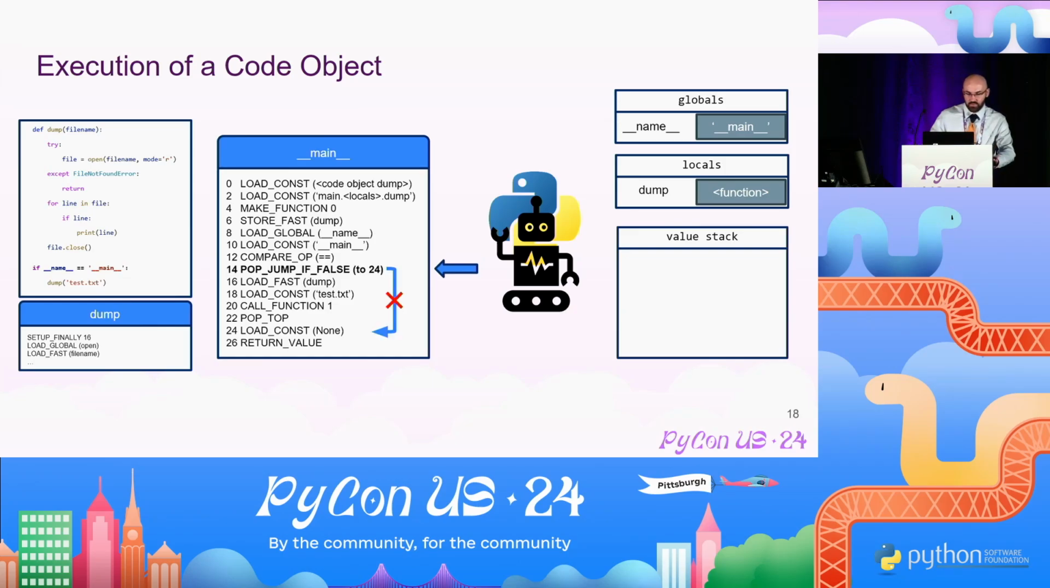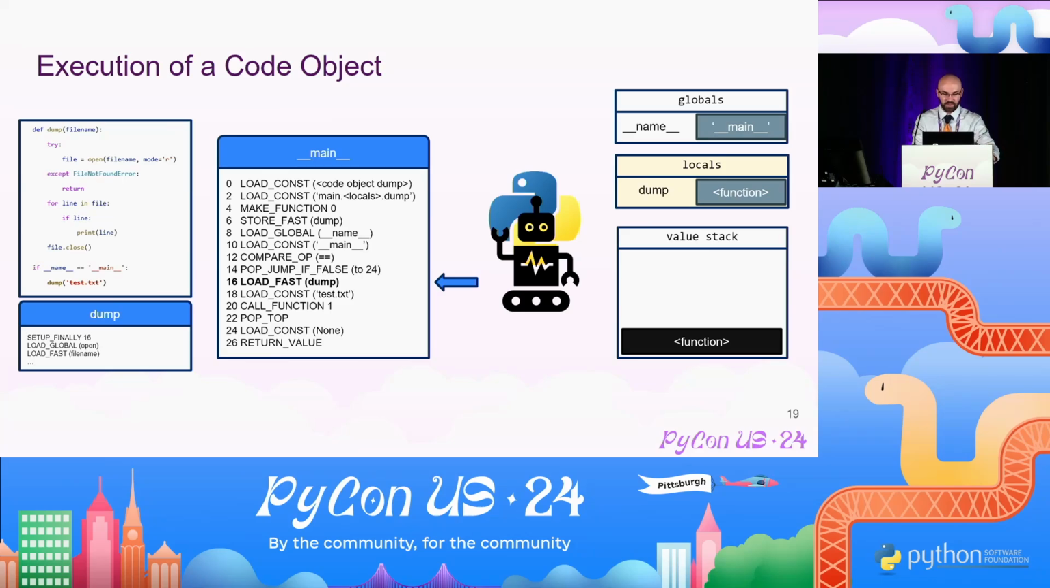And then to implement the if logic, we're using a conditional jump, which if that value were false, we would have jumped straight to the end, but it wasn't, so we're not going to jump, and we're just going to keep going. We're going to load that dump function from the locals table, load up the test.text string, and then we're going to call the dump function.